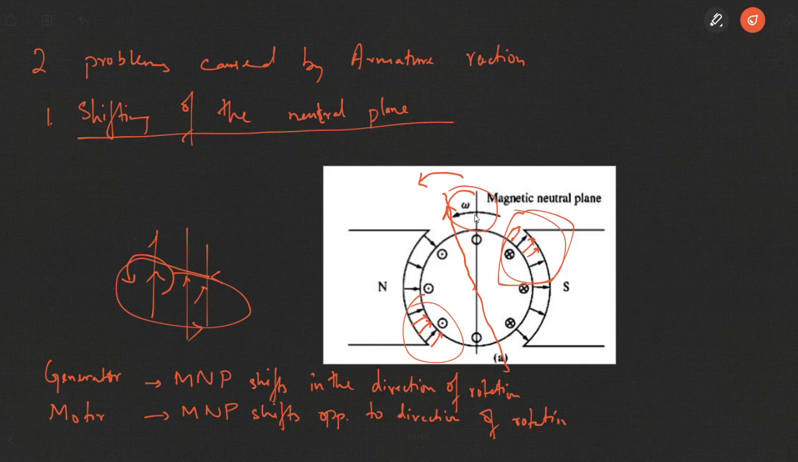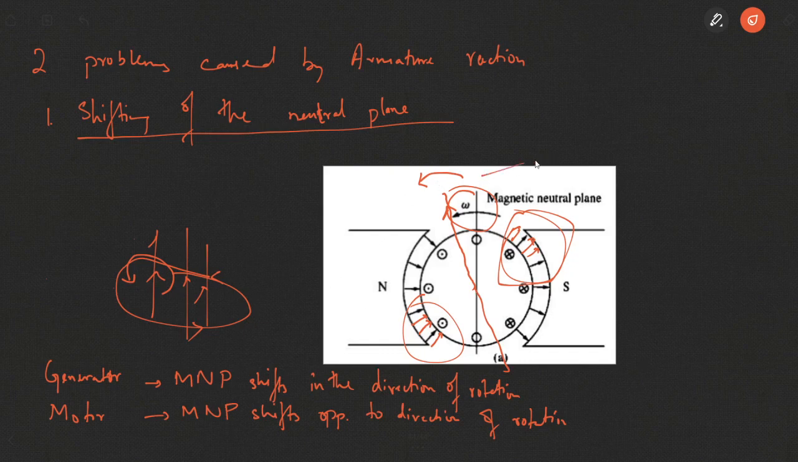So the magnetic neutral plane gets shifted. We tend to place the brushes along the magnetic neutral plane, along which the induced EMF is zero, so that smooth commutation takes place. But since the magnetic neutral plane has shifted, the EMF induced along the original plane is no longer zero, so brushes need to be shifted to the new magnetic neutral plane where the induced EMF will be zero, so that smooth commutation will take place, or else it can cause sparking.